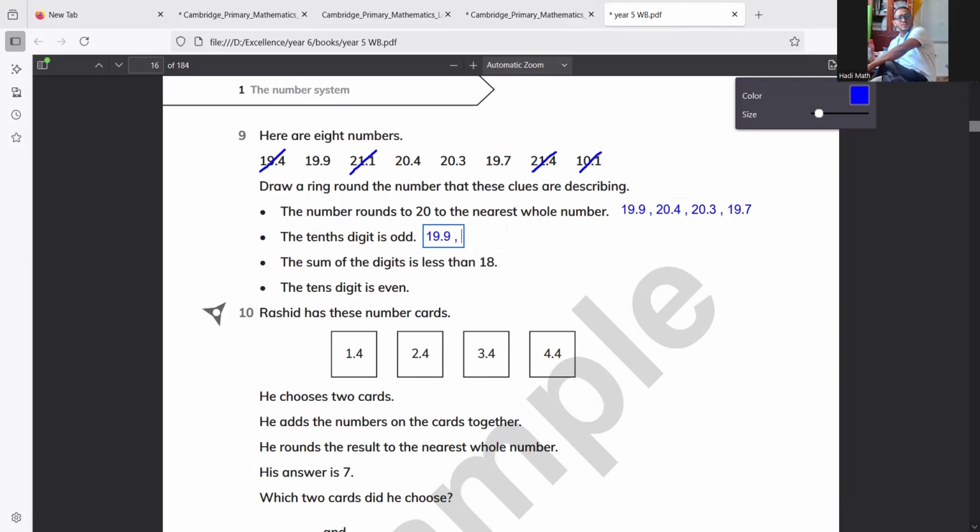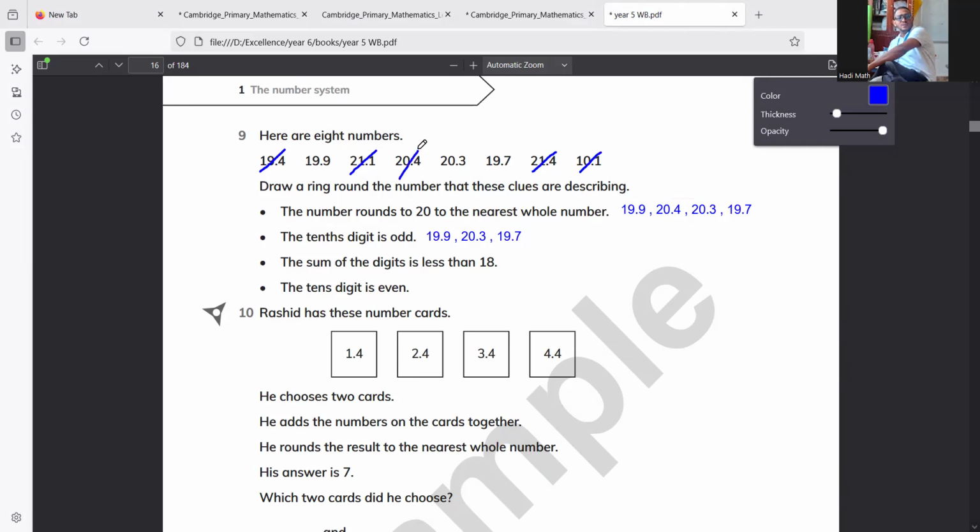20.4, the tenths digit is 4, 4 is even, so no. 20.3 is yes, it is odd. 20.3, the tenths digit is odd. Then 19.7 also, the tenths digit is 7, which is also odd. Now we cancel what? We could cancel this number, which is 20.4. So cancel 20.4 out.